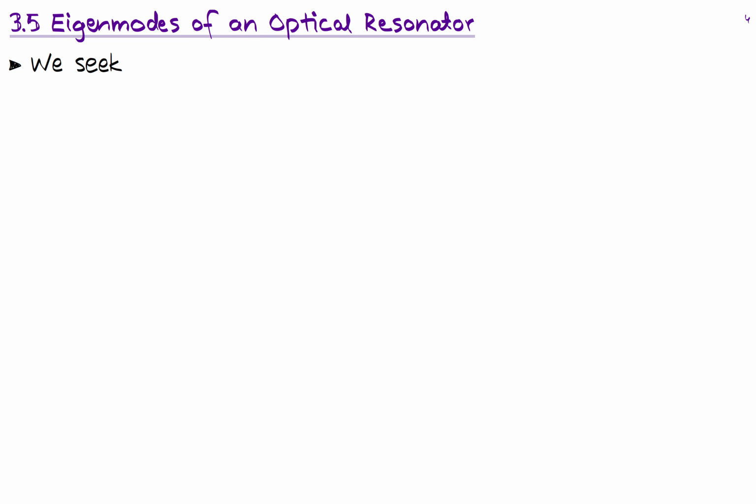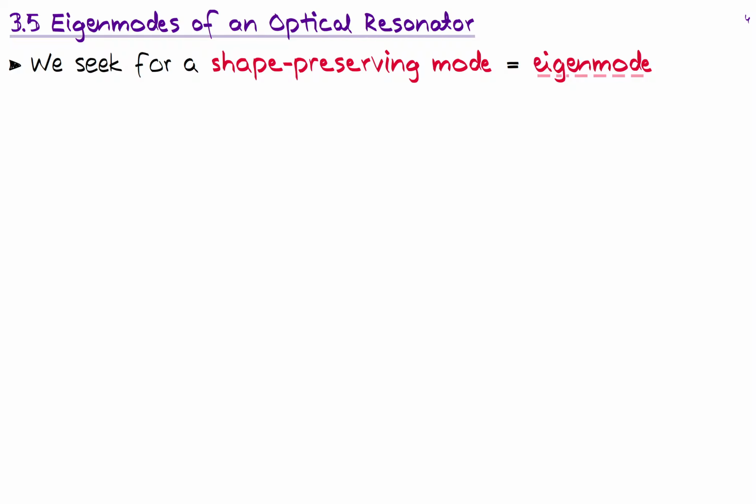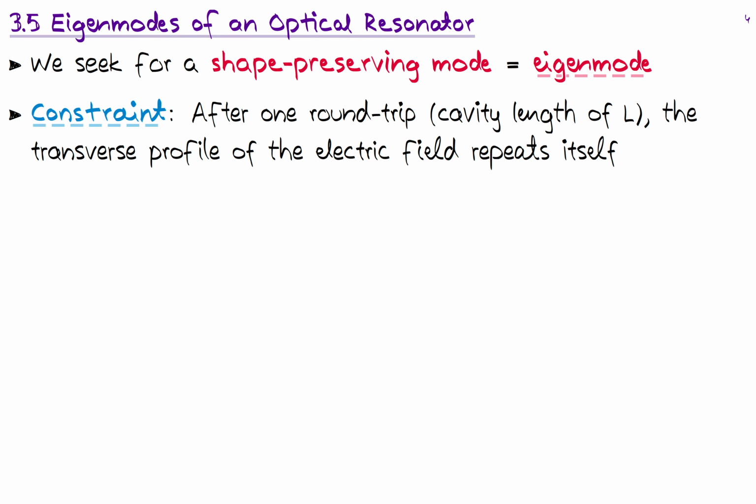What we will do next is find a self-preserving or shape-preserving mode, and that's what we call an eigenmode. The constraint that we have in our system is that after one round trip, with cavity length L being the resonator length, the transverse profile of the electric field repeats itself. This is the physical requirement we use to find what kinds of modes can be supported by the laser cavity. In terminology, we would say that we are seeking a self-similar solution.